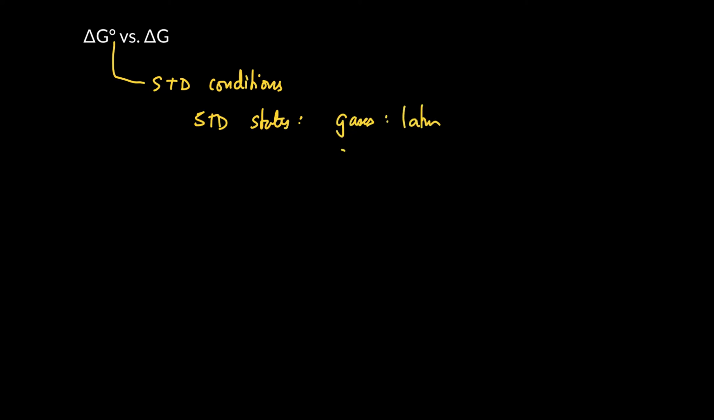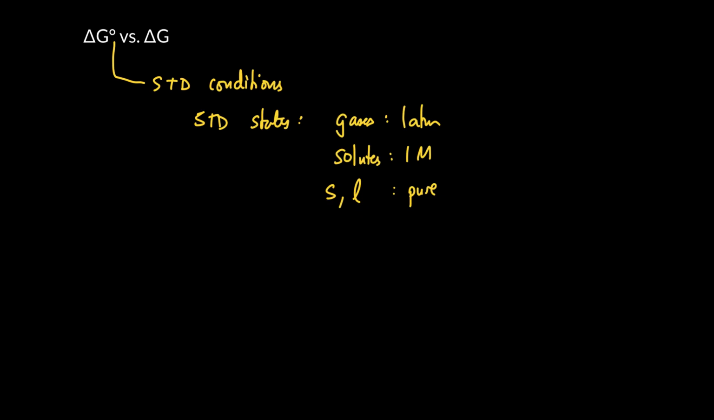In this video, we'll look at the difference between delta G and delta G standard. When we write that little degree symbol there, that tells us that we're under standard conditions and our reactants and products are in their standard states. Normally all we have to worry about is that gases are at 1 atmosphere, solutes are 1 mole per liter, and solids and liquids are pure.